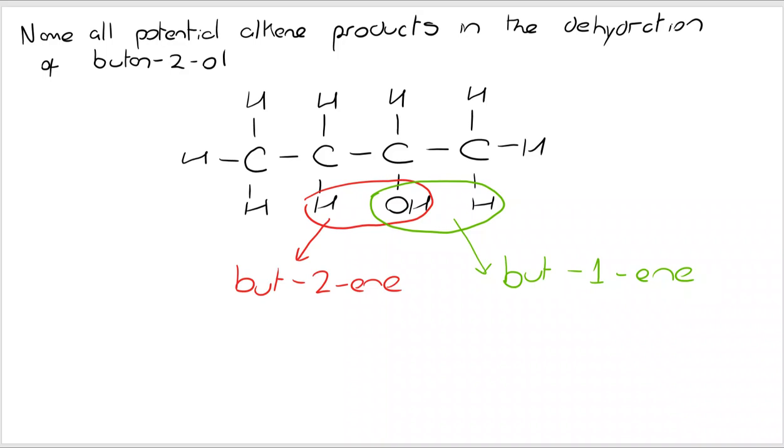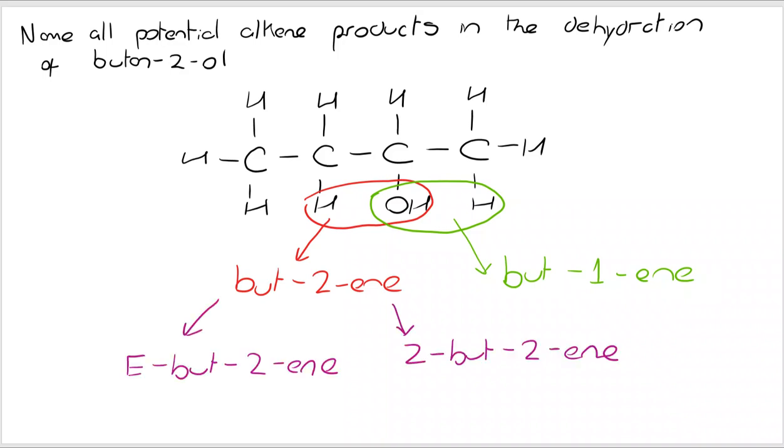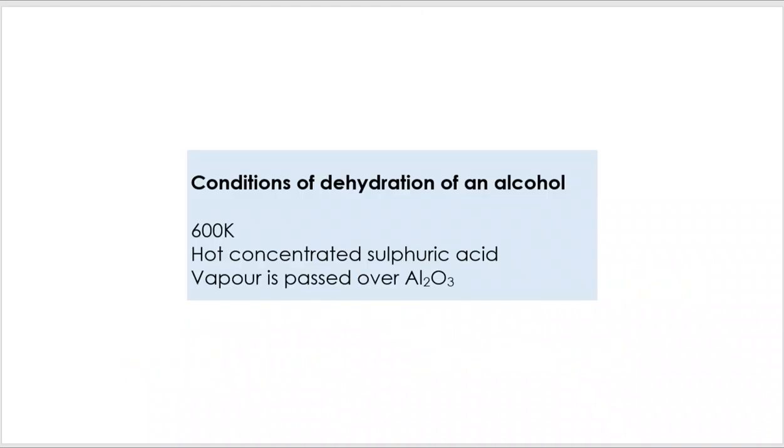So your immediate thought there might be that there are two potential answers. But you've got to remember your knowledge of wider organic chemistry. But-2-ene could be E or Z. So there are actually three different potential products that could be made within that reaction. And to finish off this video and this topic, these are really important. You have got to remember the conditions in which alcohols are dehydrated. 600 Kelvin, hot concentrated sulfuric acid, and we pass the vapour over aluminium oxide.